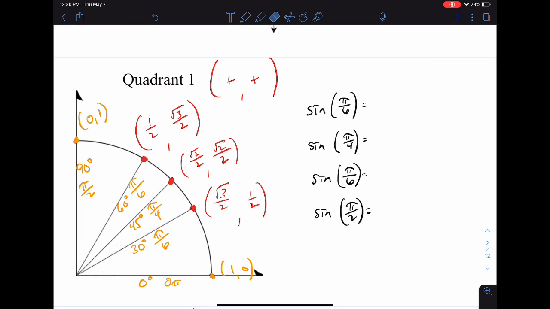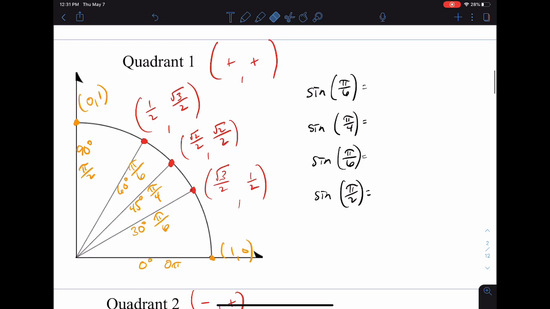Okay, so a little bit of review, because there are some patterns here that we haven't talked about, but it's very beneficial if you see these patterns. So let's go back to quadrant one when we did the unit circle. I labeled the unit circle in quadrant one from 0 degrees, or 0 pi, to 90 degrees, or pi over 2, and I have all the points for 30, 45, and 60.